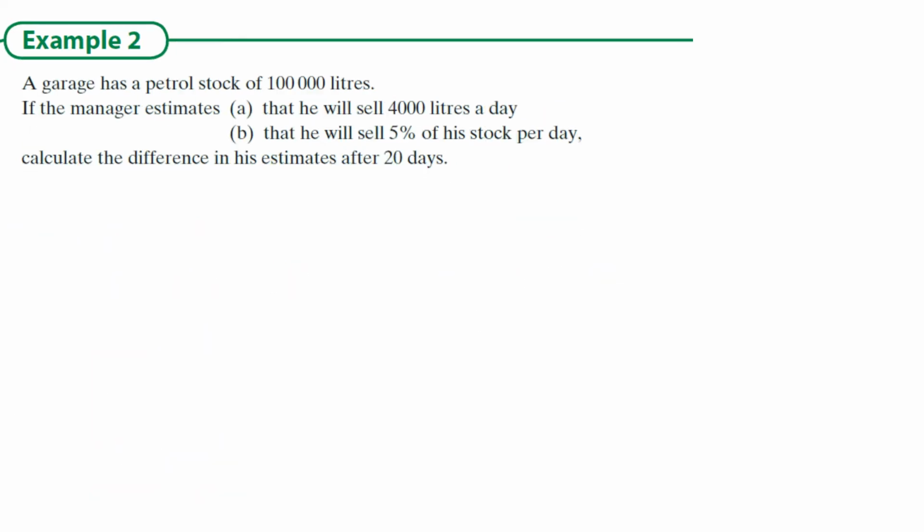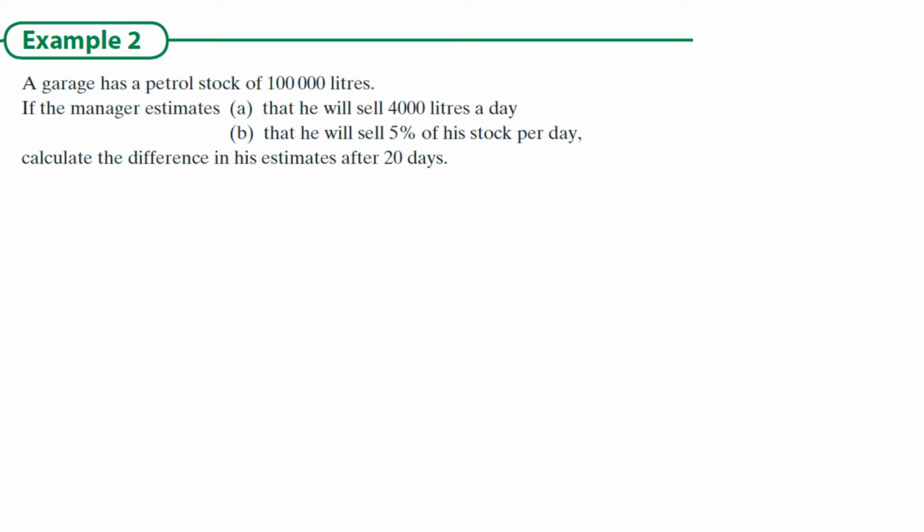Example 2. A garage has a petrol stock of 100,000 litres. If the manager estimates that (a) he will sell 4,000 litres a day, or (b) that he will sell 5% of his stock a day, calculate the difference in his estimates. Now, this does not say depreciation, so how would we know it's a depreciation question? Well, we're talking about starting with a certain amount and then saying we're going to reduce it by, in one case, 4,000 litres a day. That would be the equivalent of a straight line depreciation. And in the other case, 5% of his stock per day.